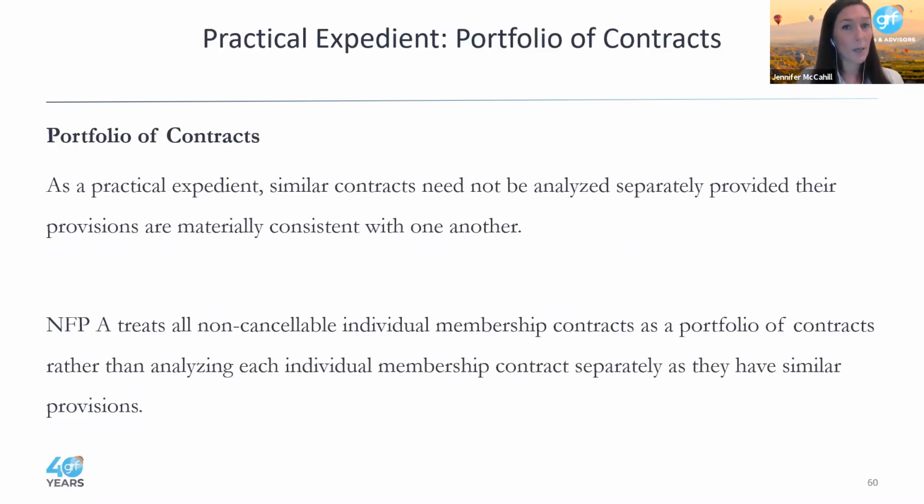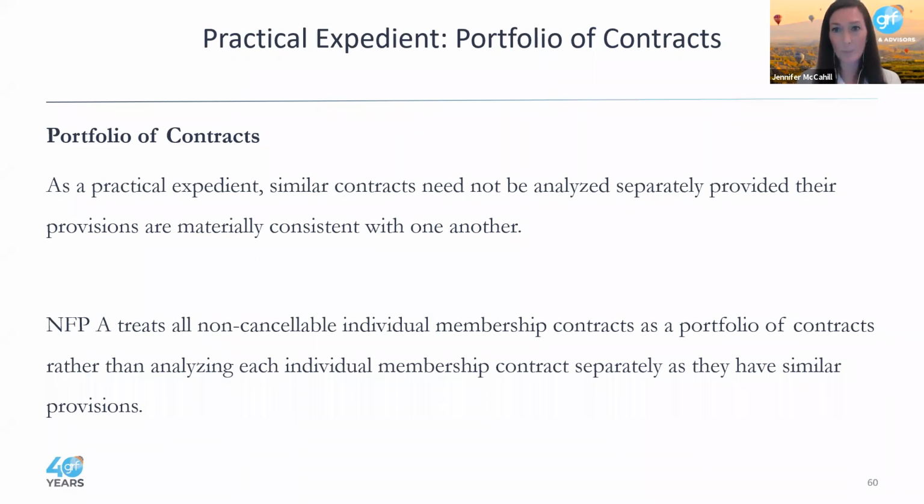The next item, very straightforward. I think we've covered this a number of times. So a portfolio of contracts. The practical expedient does say those similar contracts, you don't need to analyze them on an individual basis. If they are substantially the same and materially consistent with one another, you can group them together and analyze them together. So the example that we threw in here that's easy to wrap your head around is those membership agreements, those membership dues contracts, and saying that if the members in this category are all basically receiving the same thing, you can analyze that whole category together.